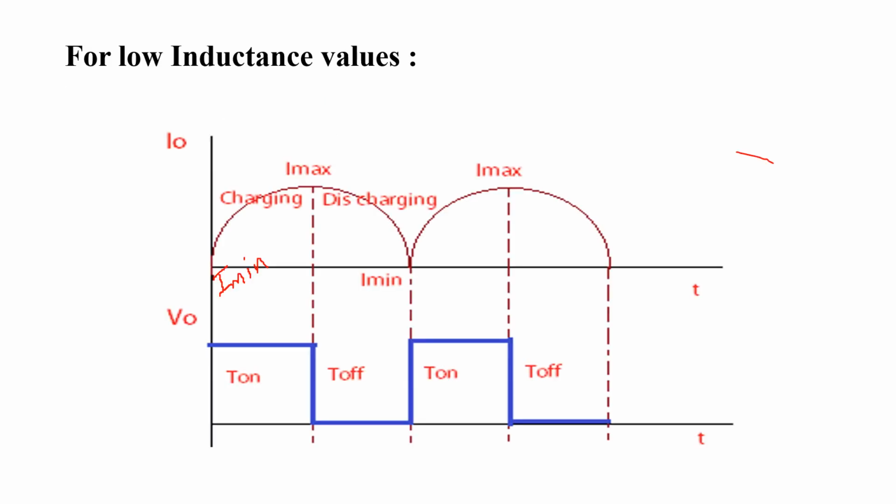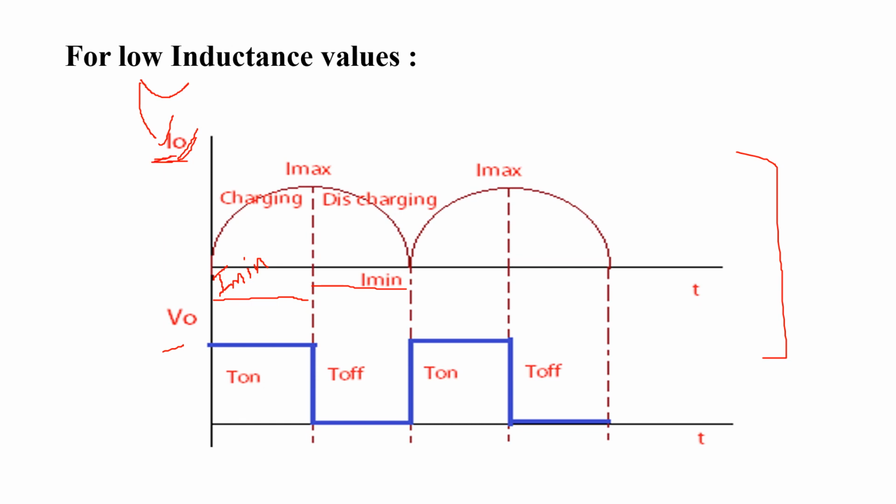These are the waveforms related to controlling the output voltage of chopper by using current limit control. In this, I0 is the load current and V0 is the load voltage or output voltage. In this case, consider inductance is low. If the inductance is low, then load current takes less time for charging as well as less time for discharging. This is the time required for charging the load current. Similarly, this is the time required for discharging the load current.